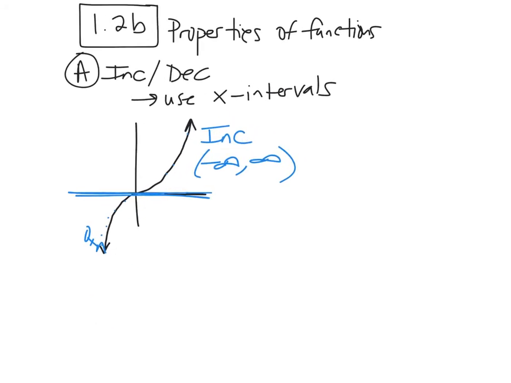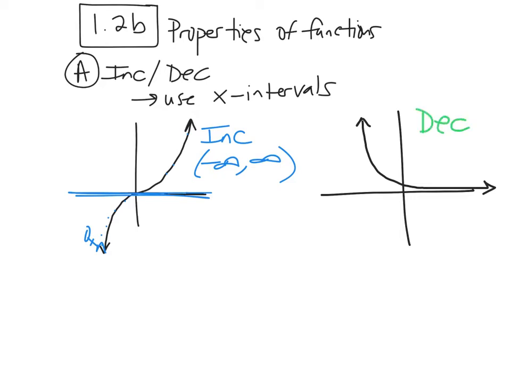Something like exponential decay. Do you remember, like, if you have a car and you drive it off the lot, it's not worth that much anymore, it's decreasing at an exponential rate. That would look like something like this. Okay? This one is decreasing on the entire interval, negative infinity to infinity. So this one decreases from negative infinity to infinity.